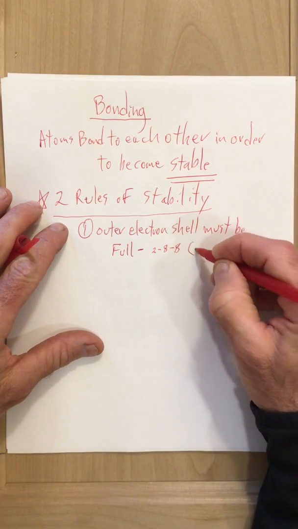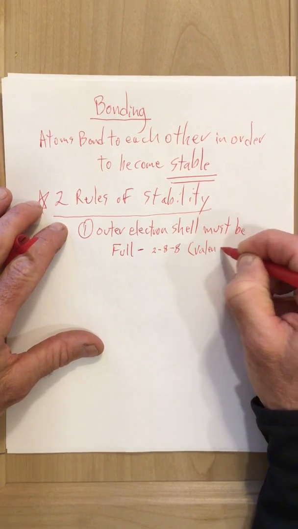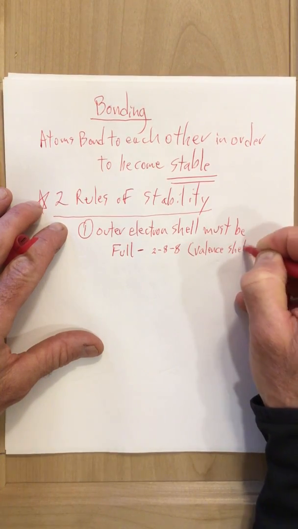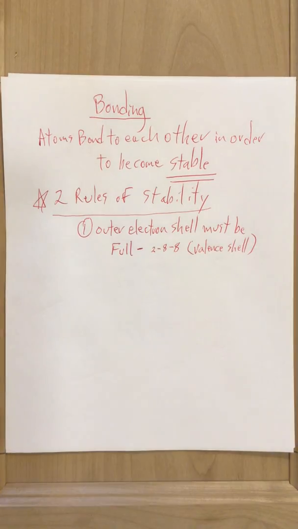The outside shell is called the valence shell. The valence shell is the shell that must be full. It's the one that's nearest being full right now. And we'll talk about that in a second.